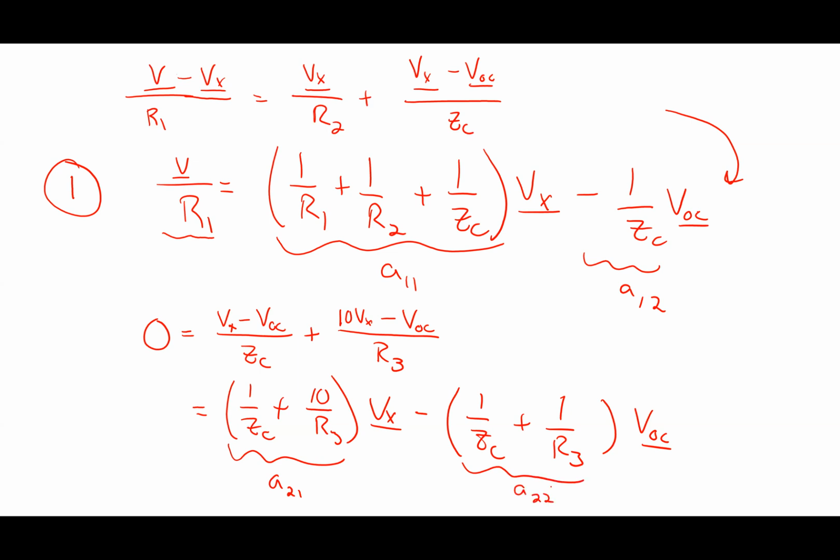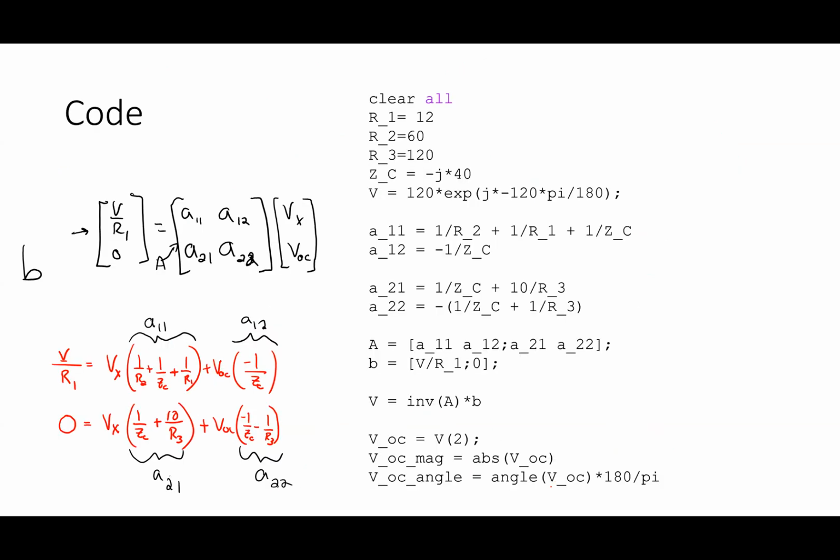I'm going to put that in matrix form, right? So the way that I end up writing this guy is like I have right here. So I rewrote those two equations here, right? And notice if you look at A11, here's how I wrote A11. I defined all those variables for myself. R1 is 12, R2 is 60, R3 is 120, Z sub C is negative J40. And I don't do any simplification beyond that, okay?